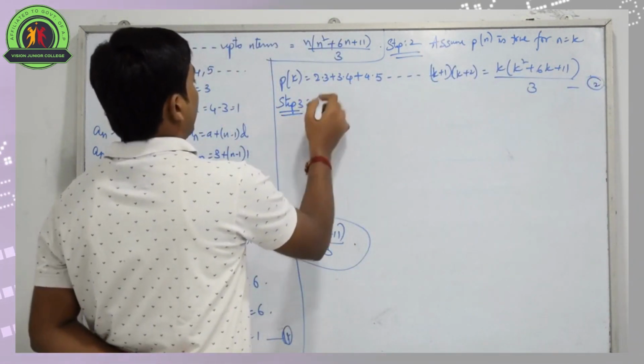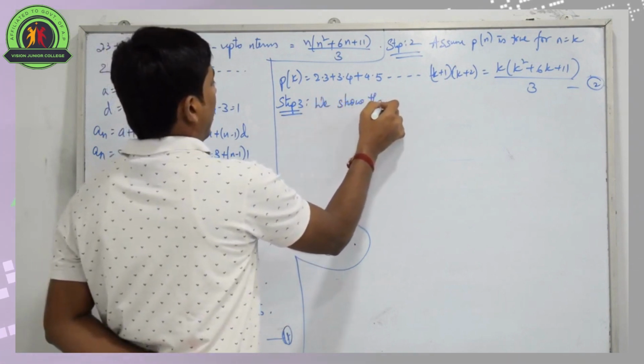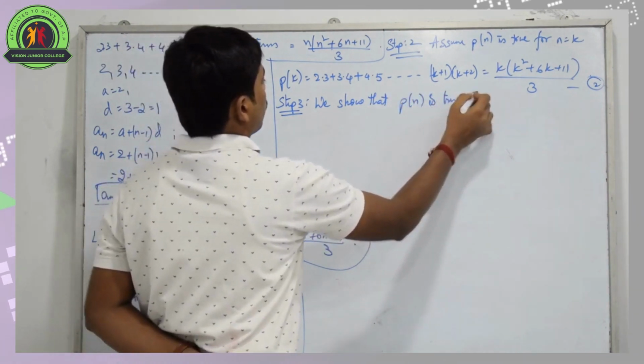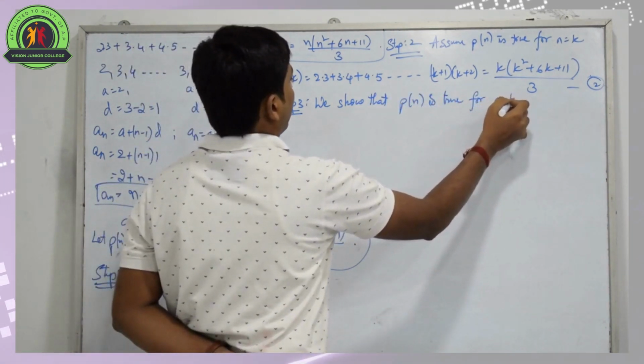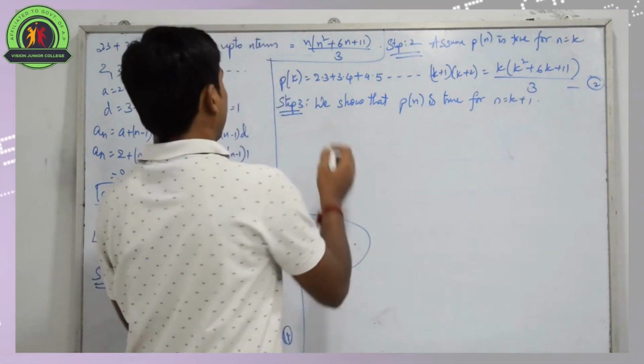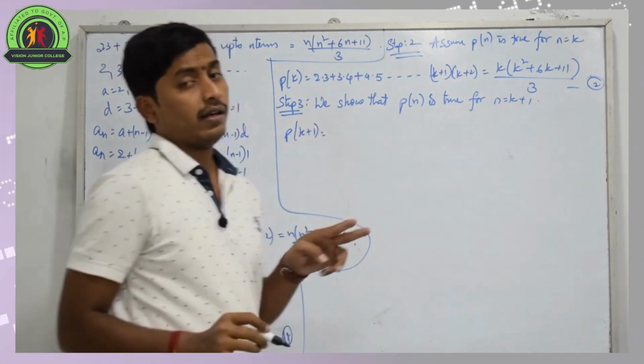The third step will be, now we show that P of n is true for n equal to k plus 1. Is it fine? That is, P of k plus 1. How to write it? Tell me.